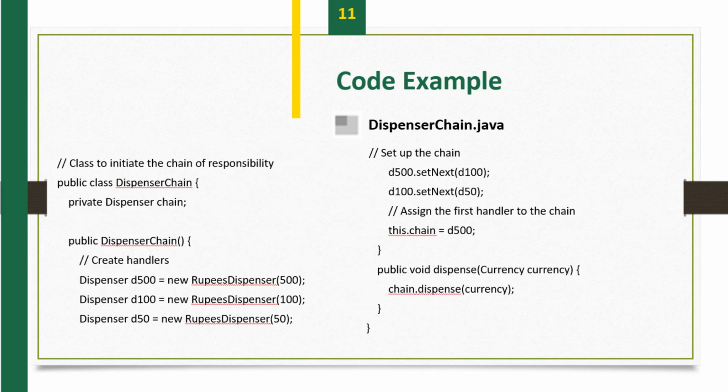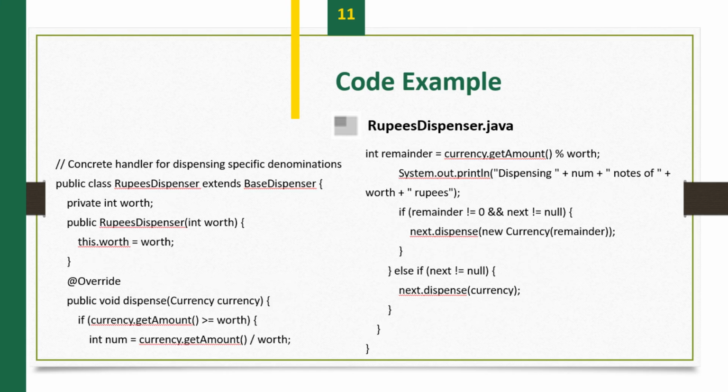Now, let's break down the code and explain how it relates to the chain of responsibility. The first class is the dispenser chain. This class represents the chain itself. It holds the reference to the first handler in the chain. The constructor sets up the chain by creating instances of different denomination handlers, that are rupee dispensers, and linking them together. The dispense method is used to start the chain by invoking the dispense method on the first handler in the chain. The second class is the rupee dispenser.